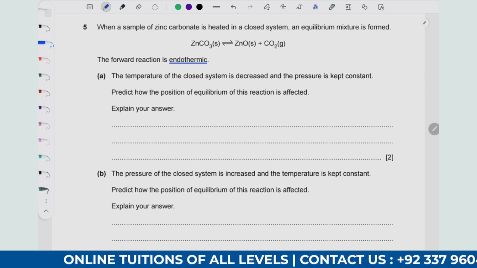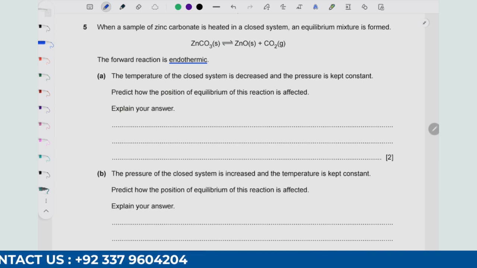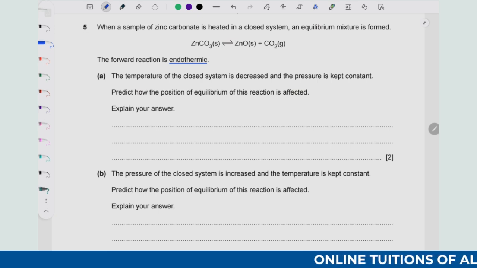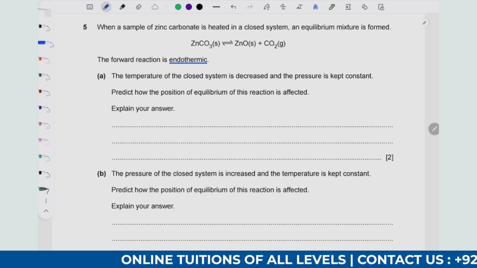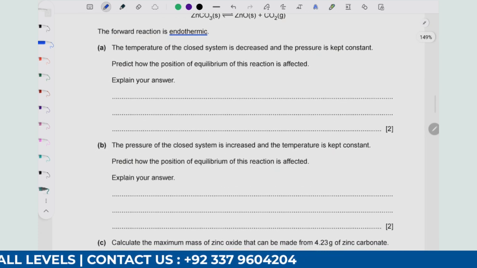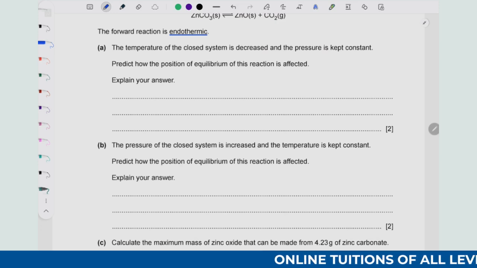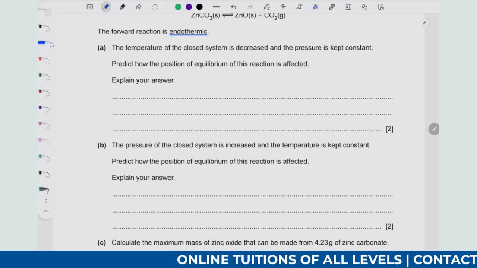Explain your answer. We know that in the endothermic reaction, energy is absorbed to break the bonds. So it means that our backward reaction will be exothermic, in which energy will be released on making the bonds. So decreasing the temperature will favor the exothermic side of our reaction, that is the left side.